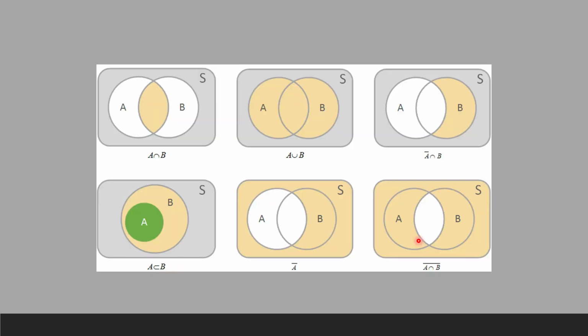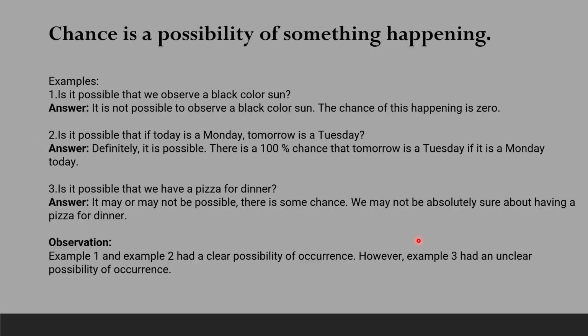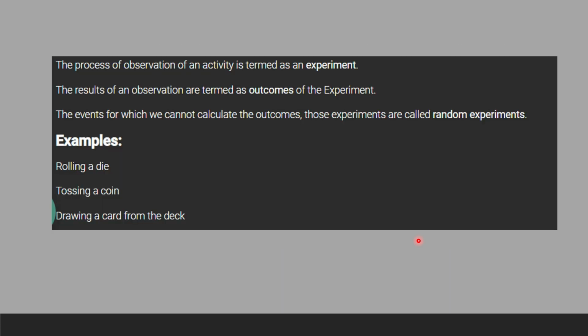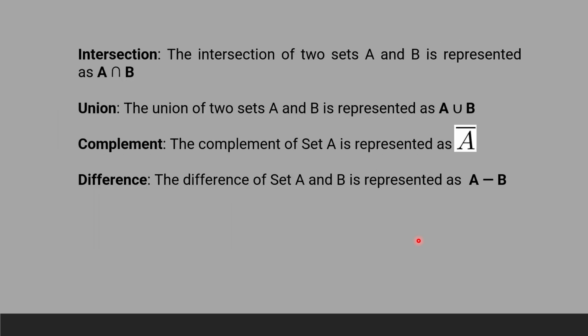Okay, so this was all about today, guys. We learned about some basic concepts of probability, understanding probability, and then sample space. And then we learned about some simple concepts of sets, that is union, intersection, etc.